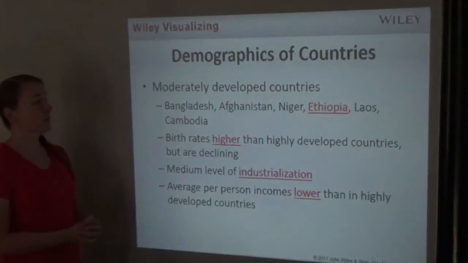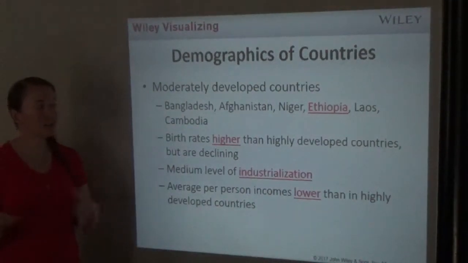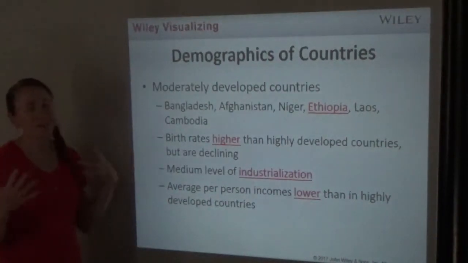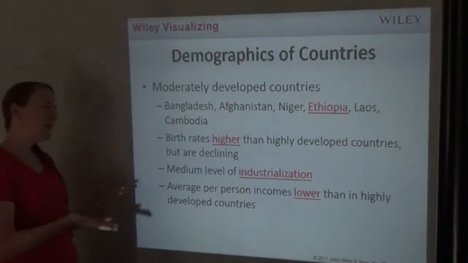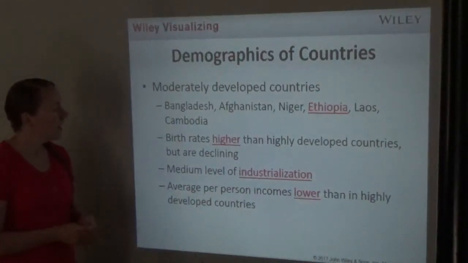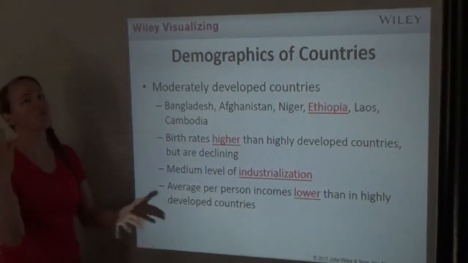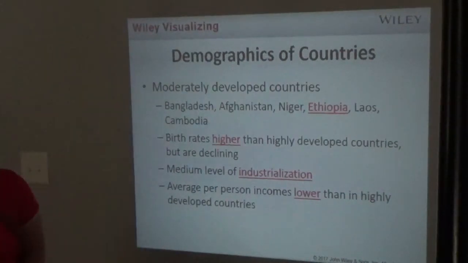So moderately developed countries are in the middle. So it's like Bangladesh, Afghanistan, Niger, Ethiopia, Laos, and Cambodia. So their birth rates are higher than highly developed countries, but are starting to decline. They have a medium level of industrialization. There's still a lot of agriculture and things going on. And then average per person income is lower than highly developed countries, but still more than the less developed.